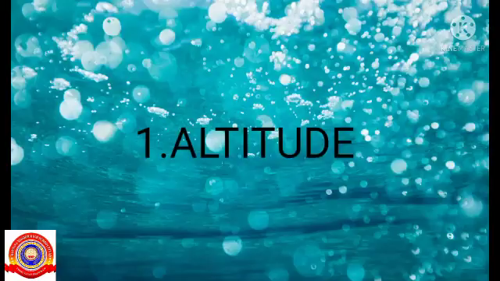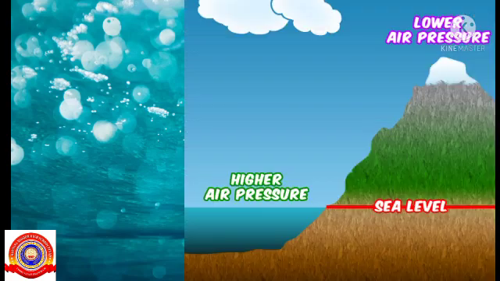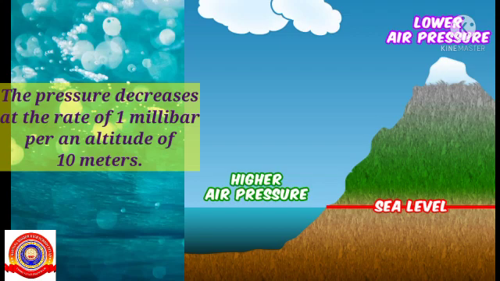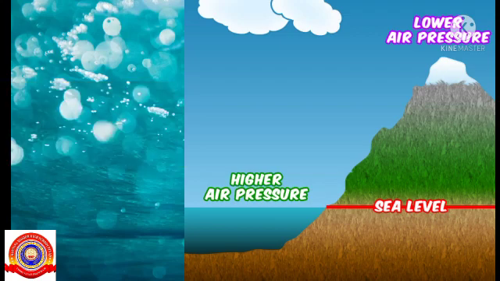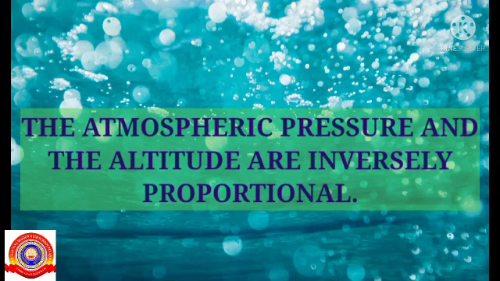First one, altitude. Altitude is an important factor influencing the atmospheric pressure. The atmospheric pressure decreases with altitude. The pressure decreases at the rate of 1 millibar per an altitude of 10 meters. As one goes up, there is a decrease in atmospheric pressure due to the rarefaction of air with altitude. That means the atmospheric pressure and the altitude are inversely proportional.